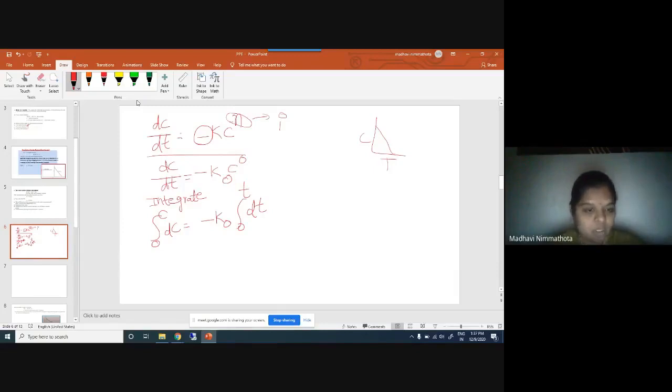Next you have the rearrangement of this integrated equation. How will you get it? C minus C0 equals minus k0 into t. After removing the integration, here it will be t, minus k0 t, and here C minus C0. Then C equals C0 minus k0 t. This is the final equation for your zero order rate of reaction.